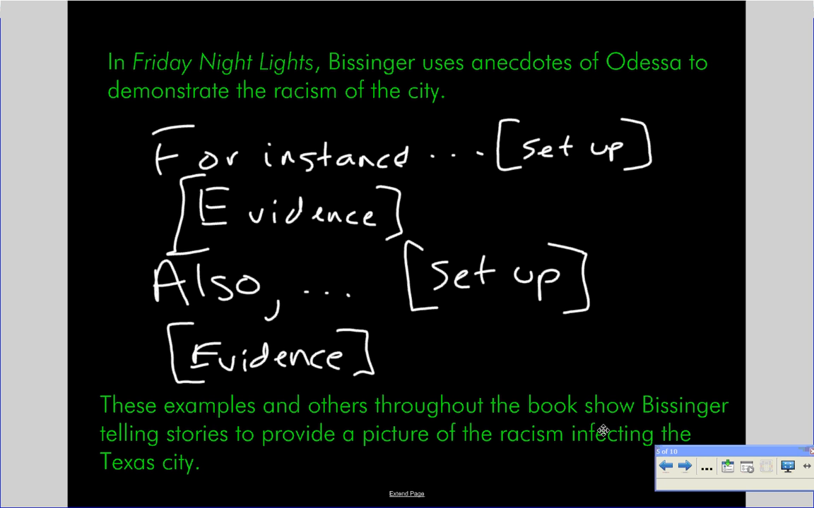I don't want you using an example is. Remember the difference? An example is leads to the weak verb is. If you use for example, that's good because then you can write for example, Bissinger develops or Bissinger tells, and then you've got active subject and active verb. For example and for instance work well. Use them, please. An example is or another example is leads to weak verb choice. So stay away from those. That makes sense?